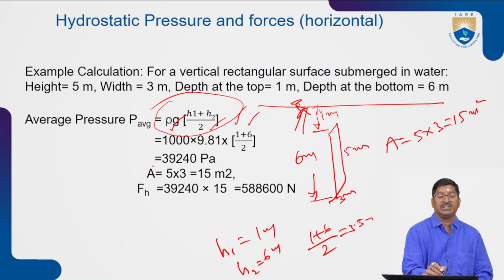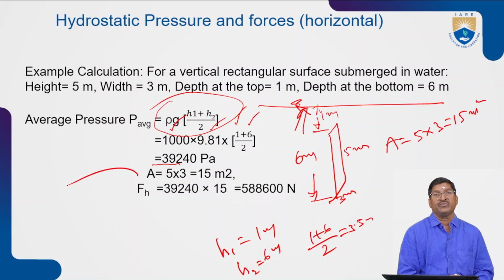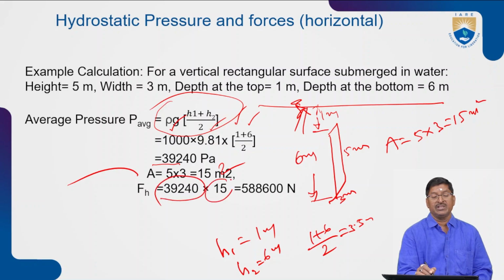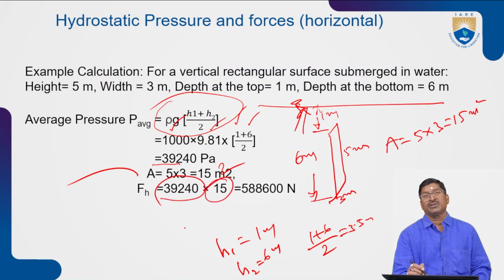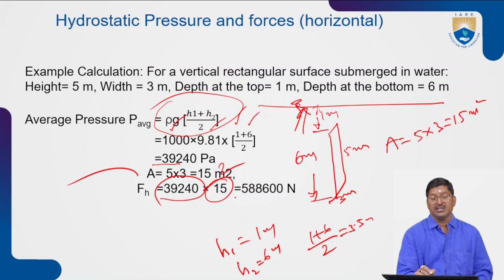So if you multiply this, you will get 39,240 pascals. And the area of the submerged surface is 5 meters by 3 meters. 5 meters is the height, 3 meters is the width. If you multiply that, you will get 15 meters square. So the hydrostatic force is the hydrostatic pressure multiplied by the area of that particular surface. So you will get 5,88,600 newtons.